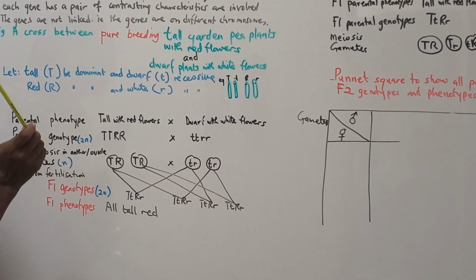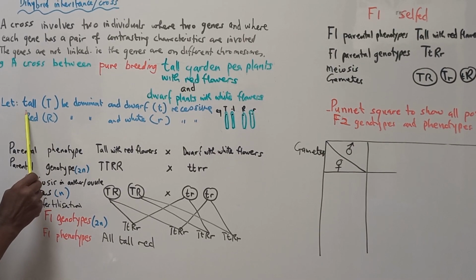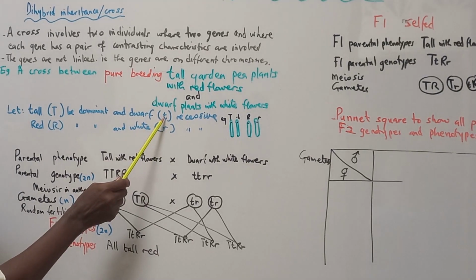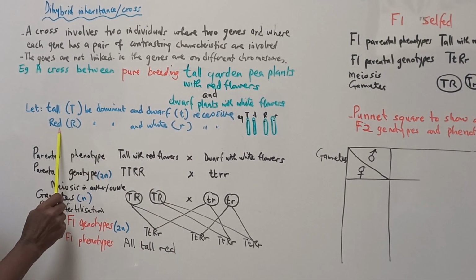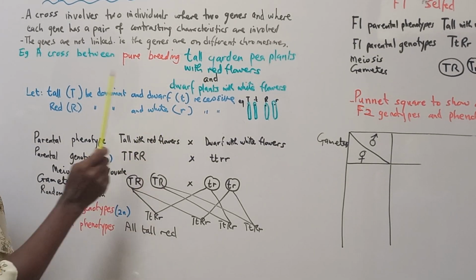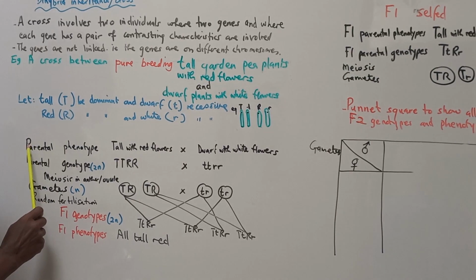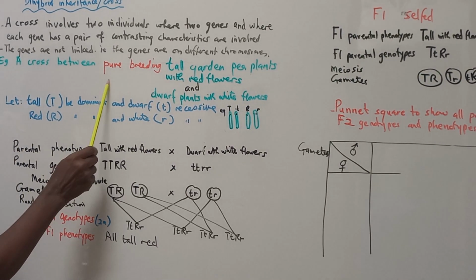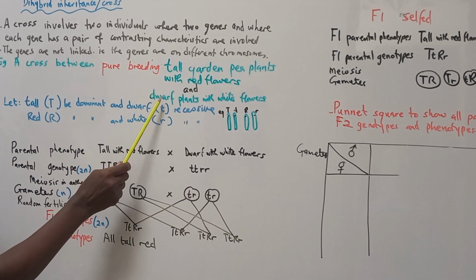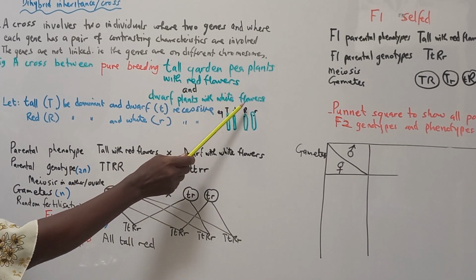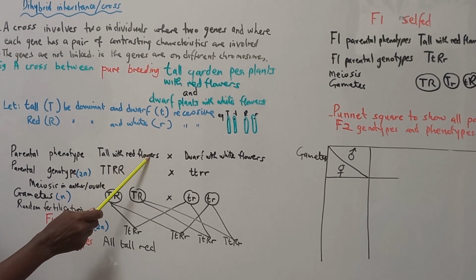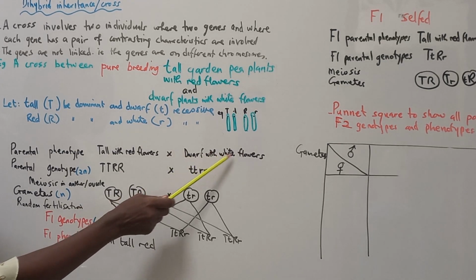Now we are considering that tall is dominant over dwarf. So tall is big T, and dwarf is small t, so recessive. And red, big R, is dominant over white, small r. So we start the lesson with pure breed tall garden pea plants with red flowers, crossing dwarf plants with white flowers. So the parental phenotype: you have tall with red flowers, crossing dwarf with white flowers.